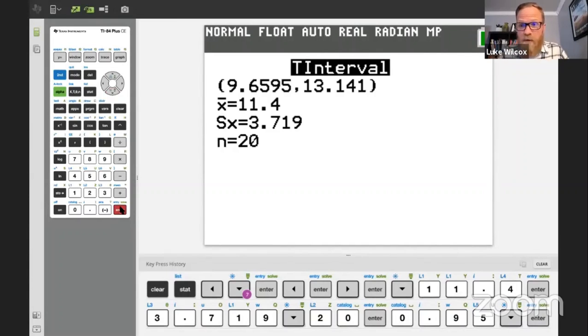And sure enough, the calculator answer matches what we had in our work. We had 9.66 to 13.14, which is precisely what you see here on the calculator. So I think this is a great way to check your answer. If you made a mistake somewhere in your work, you know to go back, look at that work, and make sure that it matches up with what you see on the calculator.